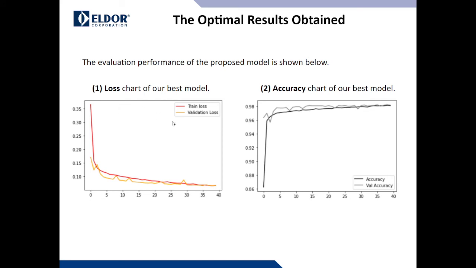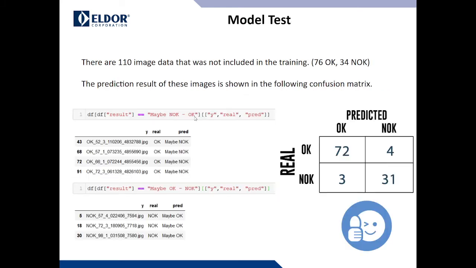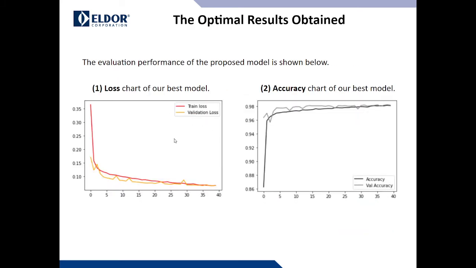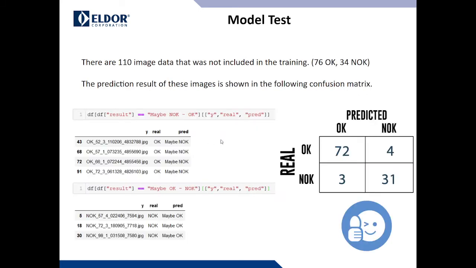This is our evaluation. As you see, the left part is the loss chart and the right part is the accuracy chart, which means there is no memorizing in this area. And finally, there are 110 images that were not included in the training, and we need to test: is everything okay, is learning possible, is training good, we need to answer.